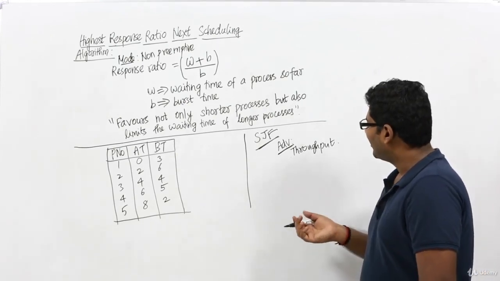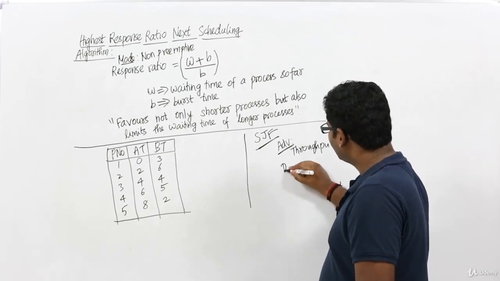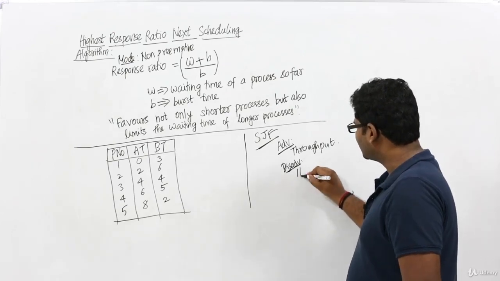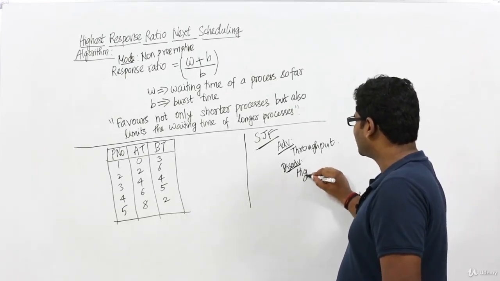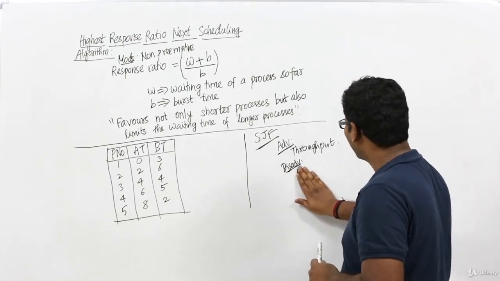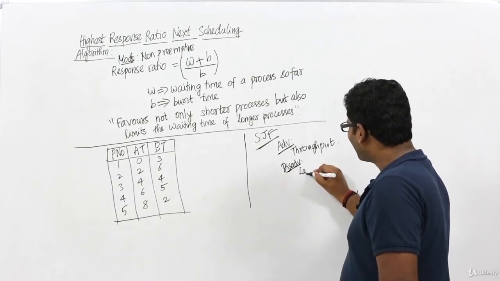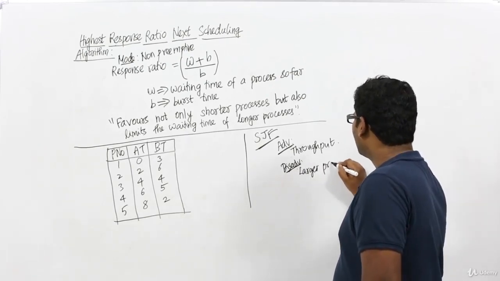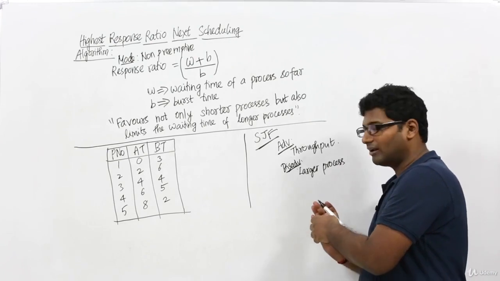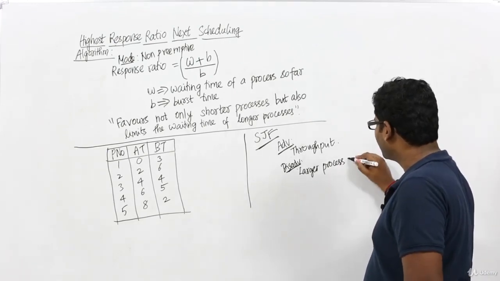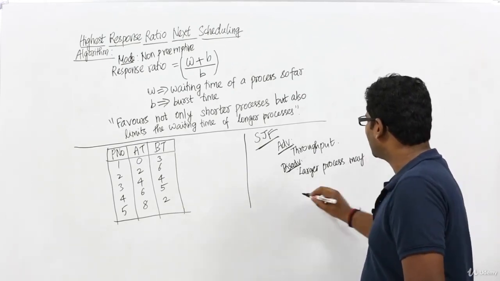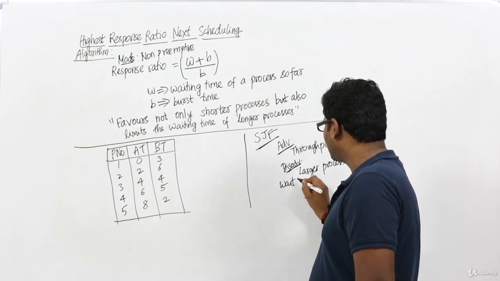Because of this, it has one disadvantage: larger processes, which means processes with large burst times, may starve. They may wait indefinitely.